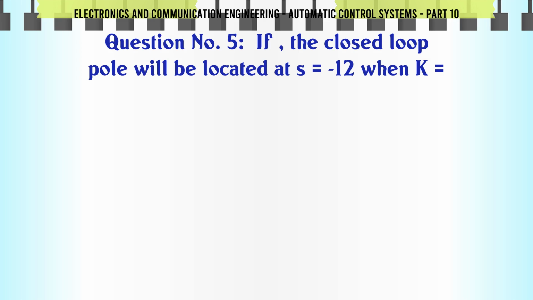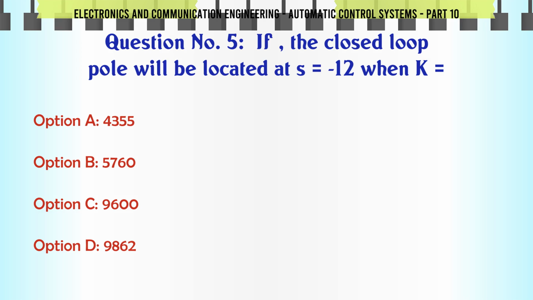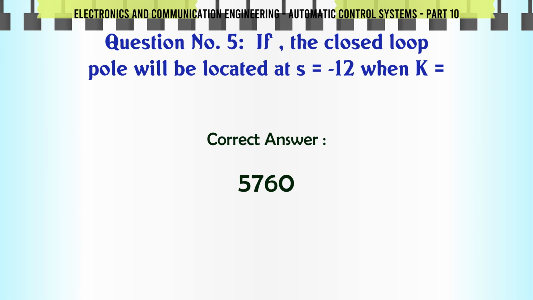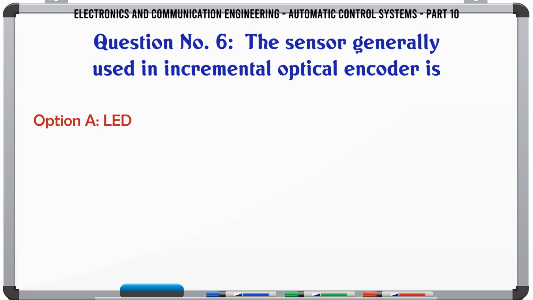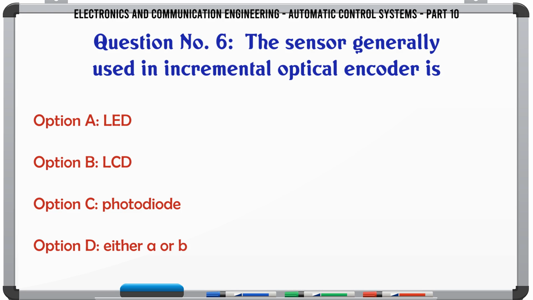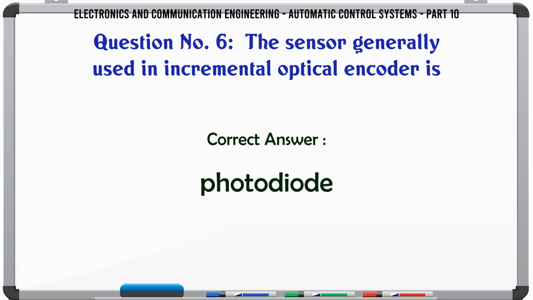If the closed loop pole will be located at S12 when K, A 4355, B 5760, C 9600, D 9862. The correct answer is 5760. The sensor generally used in incremental optical encoder is A LED, B LCD, C photodiode, D either A or B. The correct answer is photodiode.